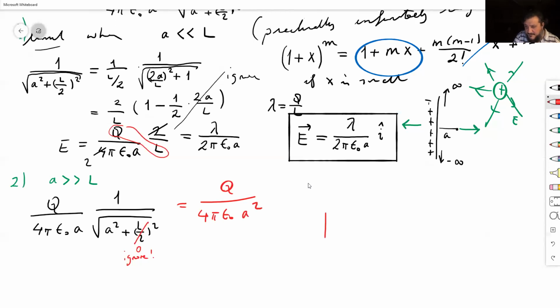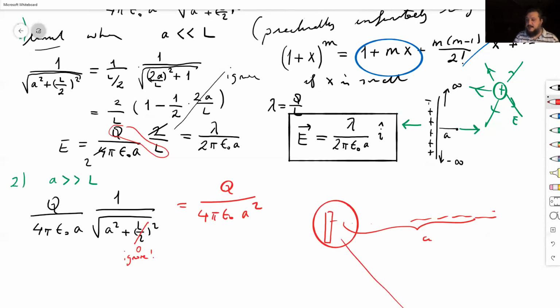So if you're really far away, A is so large, this looks like a point particle. It doesn't really matter if you're here, or if you're there, or if you're up here. If you're A away from it, it doesn't depend on your orientation. If A is so large compared to the size of the object, it starts looking like a point particle.